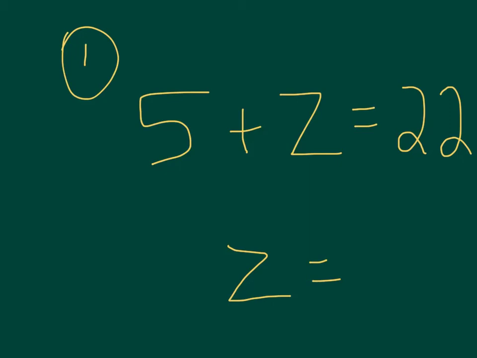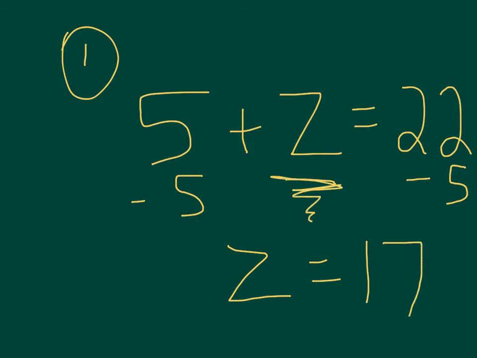All right, so let's see what you got. Well, 5 plus z equals 22. So if I get rid of that 5 over here, and I get rid of 5 on the other side of that equation, I end up with z over here, and z equals 22 minus 5. That would be 17. So it's 5 plus 17, 22? Yes. So if you got 17, you got the correct answer. Good job.